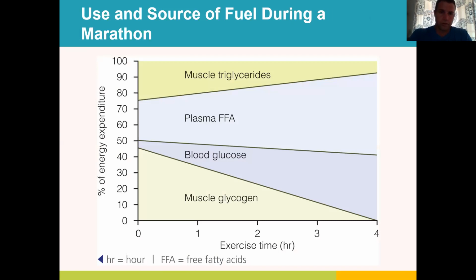Use and source of fuel during marathons. Again, this is going to depend on how they exercise. Most of the energy that's going to be used during a marathon is going to be mostly glycogen and glucose, right? And this is exercise time by hour. This is kind of a weird graph the way they do it, but if you look at most really good marathoners, they're going to be just slightly over the 2-hour mark, like the top runners in the world.